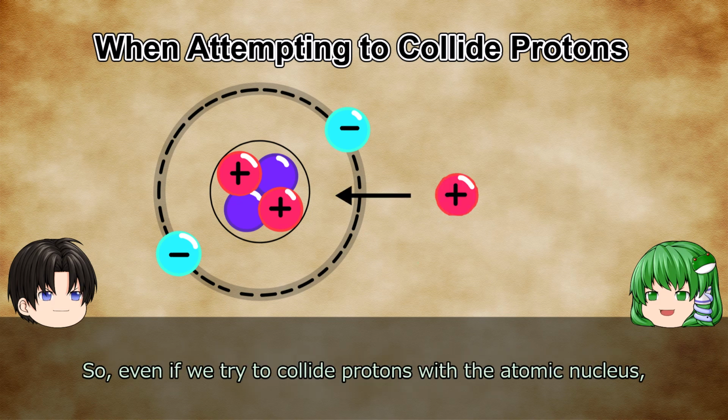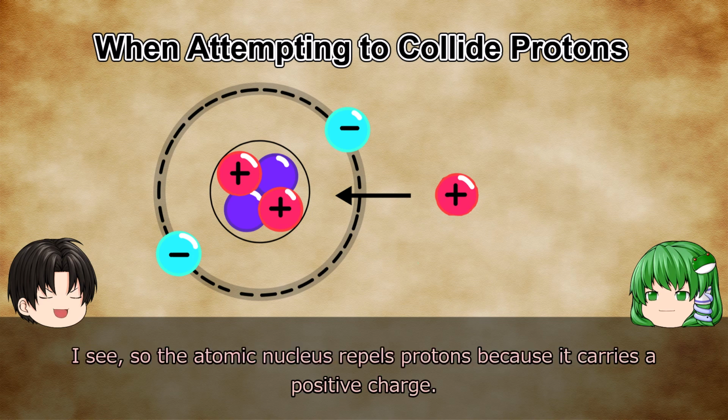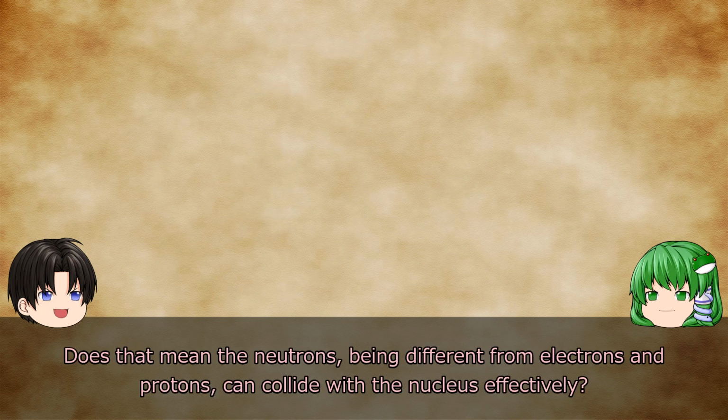So, even if we try to collide protons with the atomic nucleus, they will repel each other because the nucleus itself carries a positive charge. I see. So the atomic nucleus repels protons because it carries a positive charge. Does that mean the neutrons, being different from electrons and protons, can collide with the nucleus effectively?